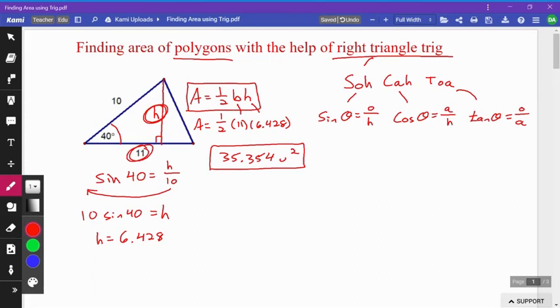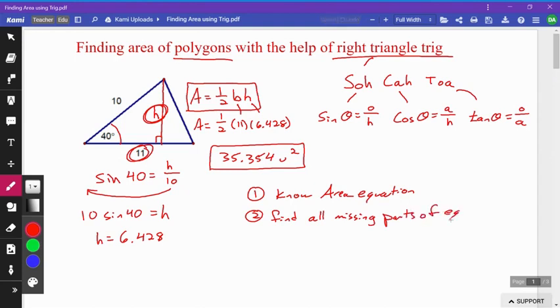So I got to remember a few things. One, I got to know the area equation. Two, I got to find all missing parts of the equation. And 3, calculate the area.